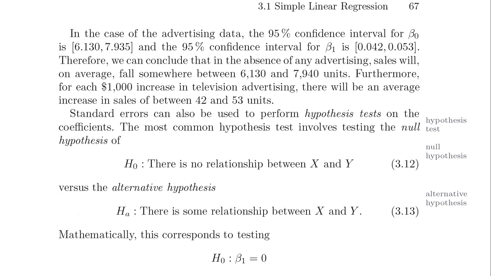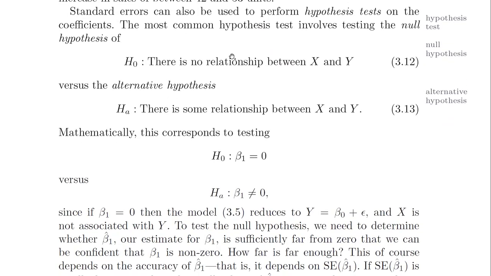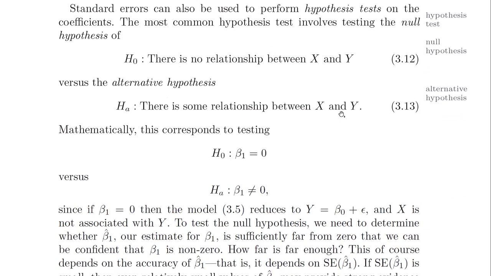Furthermore, now we're going to look at the beta one. For each $1,000 increase in television advertising units, there will be, on average, a 42 increase and a 53 increase. Think of these as pessimistic and optimistic as well, by the way. Standard errors can be used to perform... This might be a bit tricky.